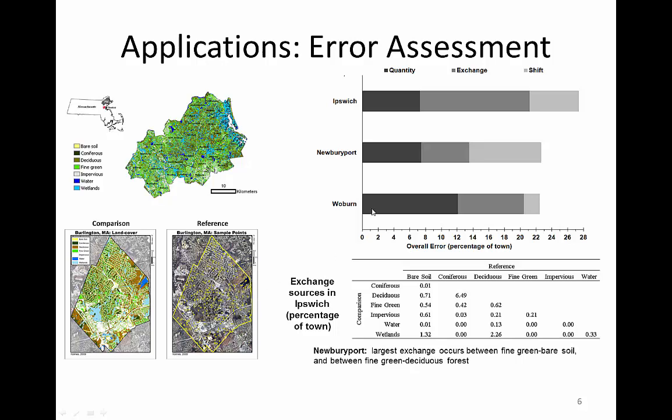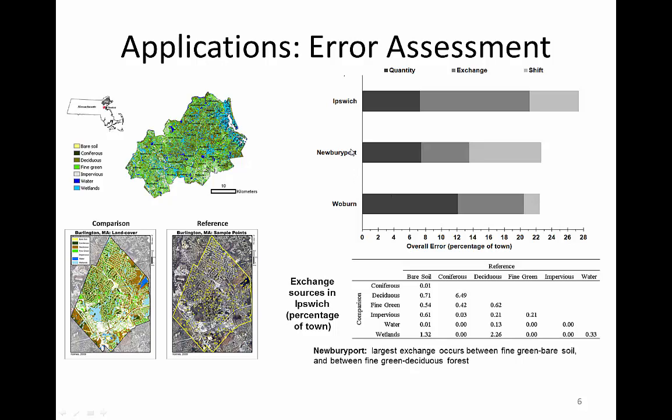In this graph, we can see the sources of difference separated into the distinct components: quantity difference and location difference, represented as exchange and shift for 3 of the 26 towns of PIE. We found that towns with similar overall difference may show distinct sources of difference.